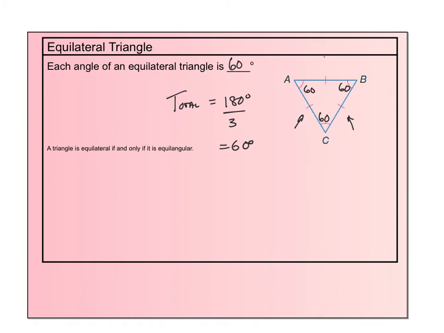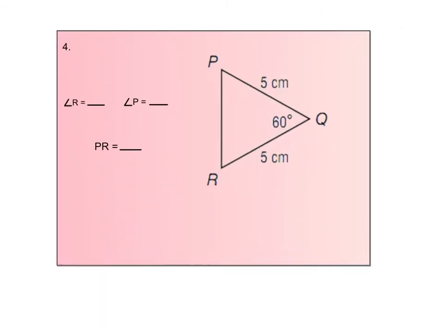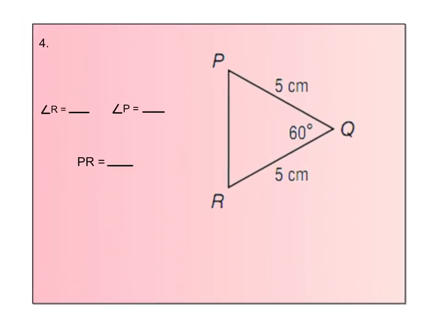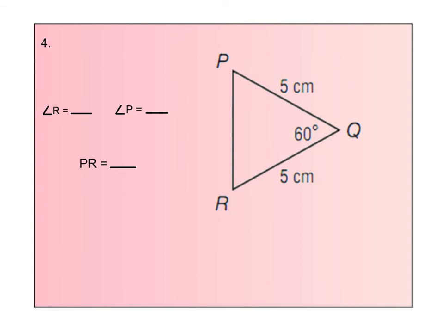A triangle is equilateral if and only if it's equiangular. That means if it's equilateral, it's equiangular. If it's equiangular, it's equilateral. It goes back and forth. It's true both ways. Equilaterals are useful because I'm going to know what all my angles are, which is going to help me tremendously.